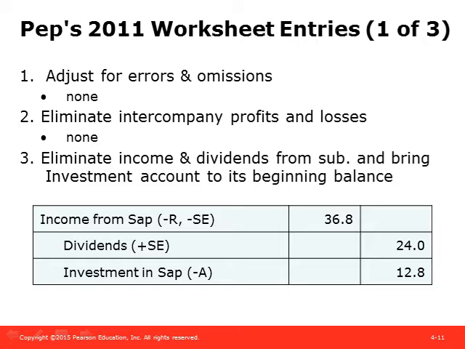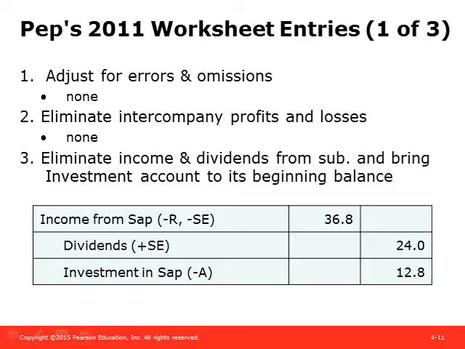And so then we continue to prepare our worksheet entries now that we've recorded these amounts. So first we adjust for errors and omissions, and that could be in just closing of the books. We find that there are errors and omissions that are reflected in the ending balances, and so we use our worksheets to clean those up. We talked about the idea of eliminating intercompany profits and losses, and then the third step is to eliminate the income and dividends from the sub and bring the investment account to its original balance.